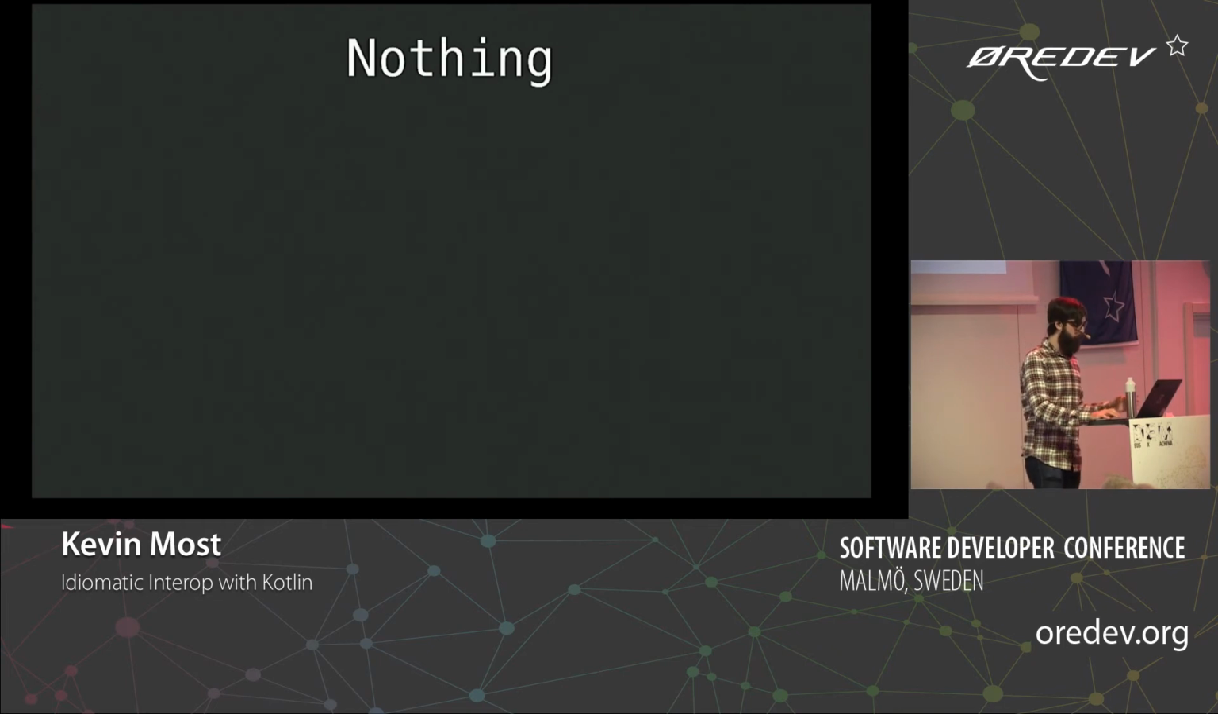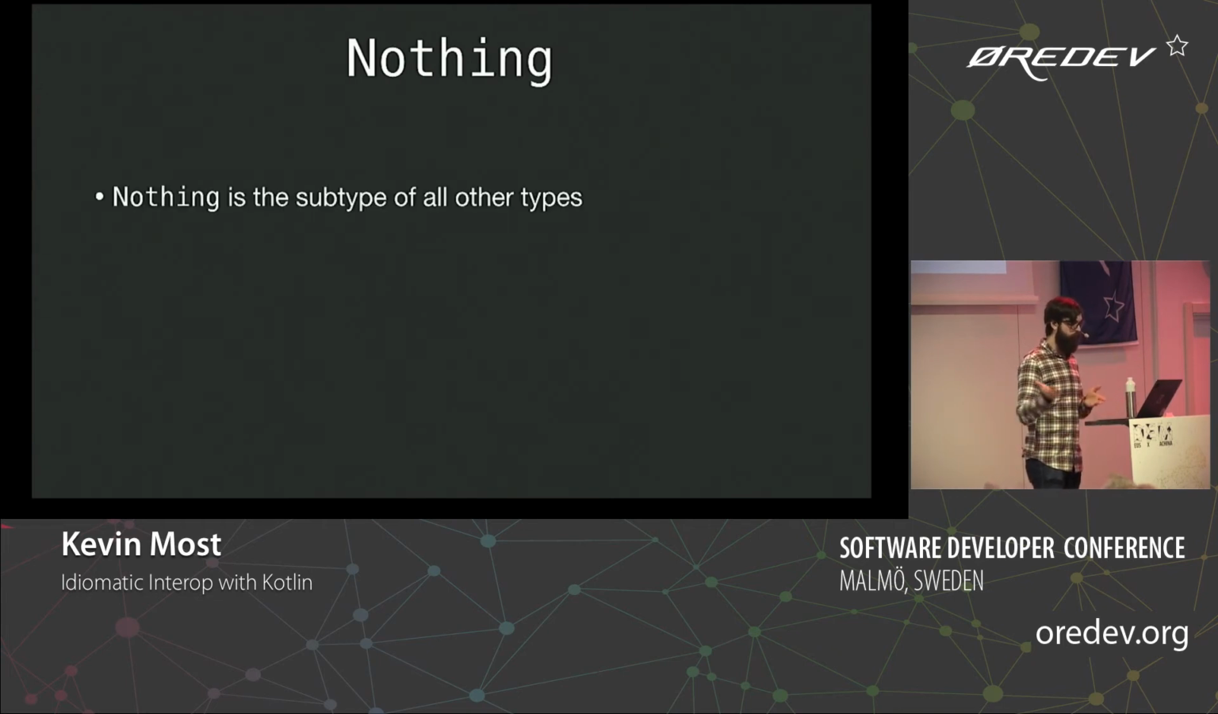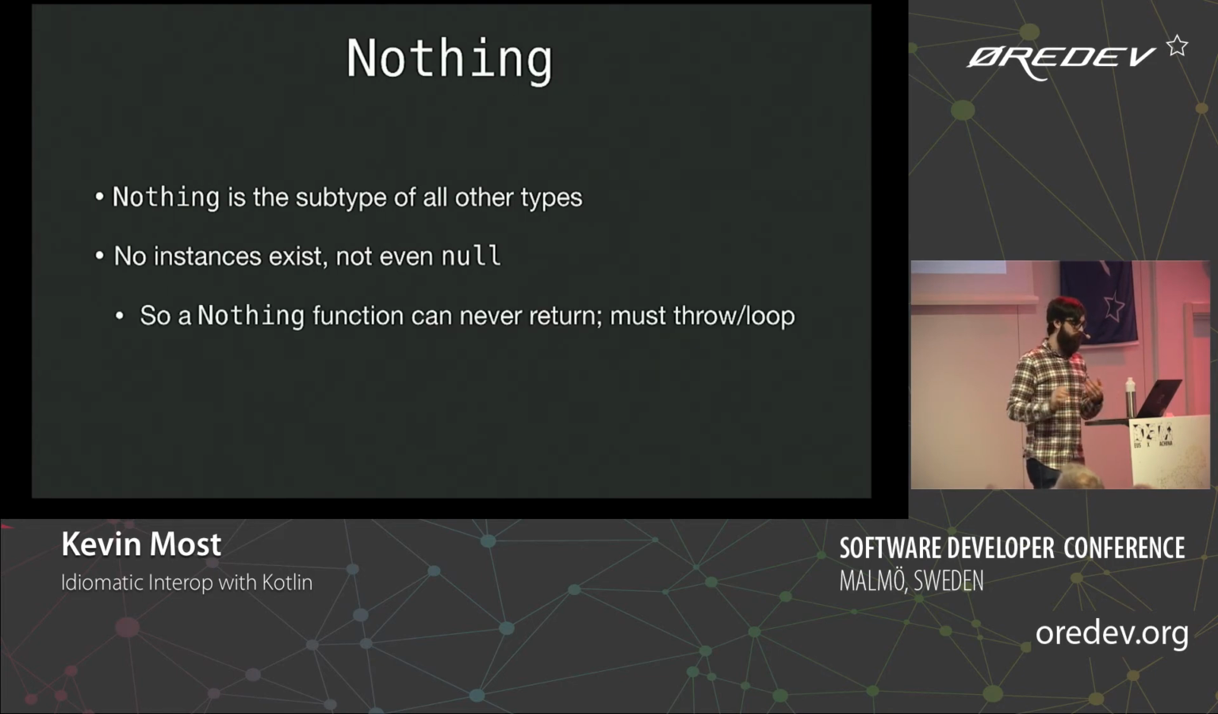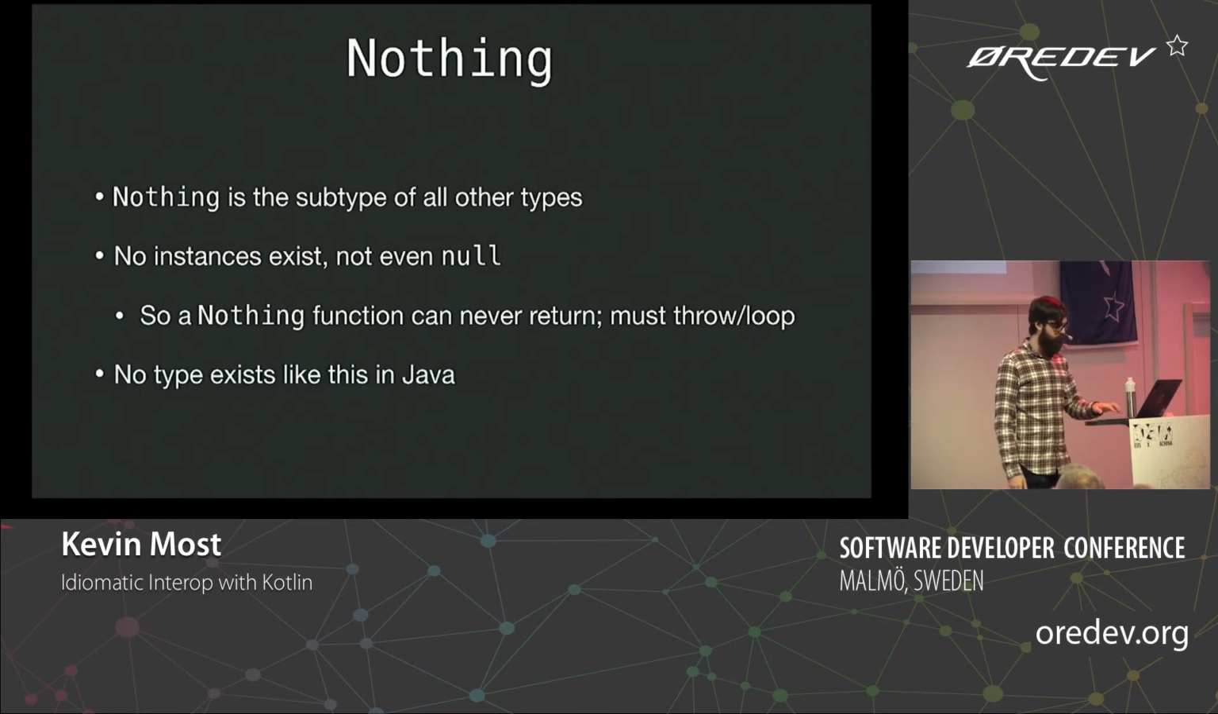Nothing is a little bit weirder. Nothing is the subtype of all other types. Scala has this concept, and a few other languages have this concept, but it's at the bottom of the type hierarchy, and there are no instances of it. Null is not an instance of it either, but nothing is a subtype of every other type. So you can assign a nothing to a string, but there are no actual instances of it, which is weird, but it allows you to do some cool things. And it allows you to enforce this contract that if a function returns nothing, it never actually returns, right? So it either throws or loops forever. There is no type like that in Java, unfortunately.